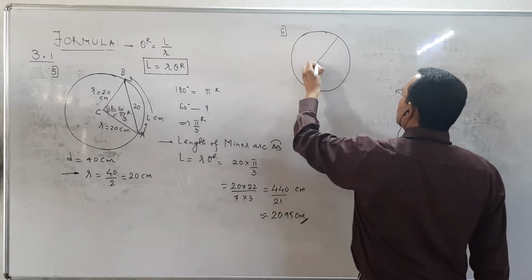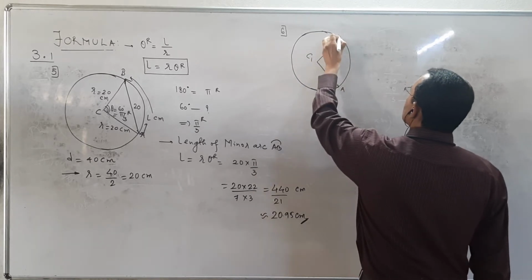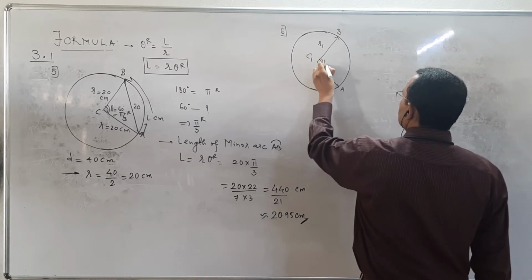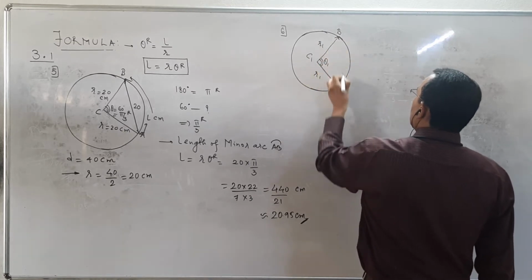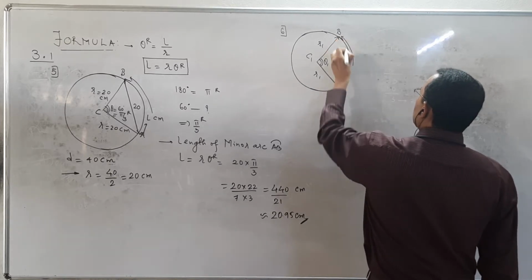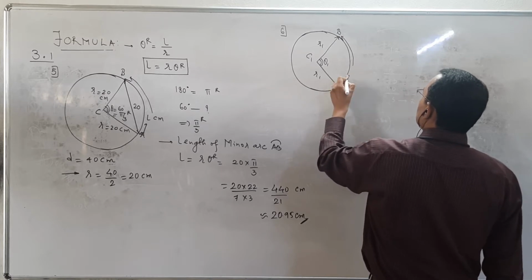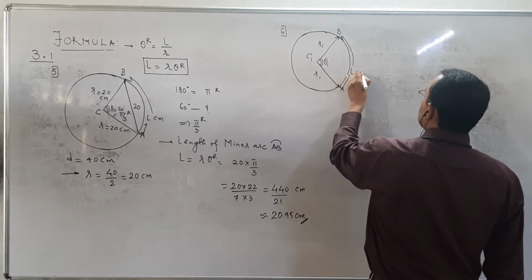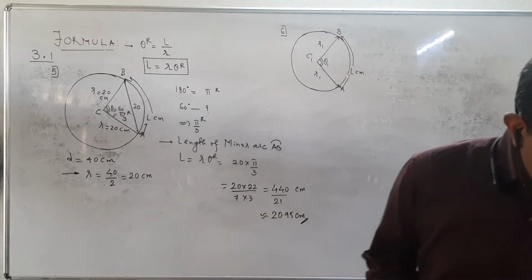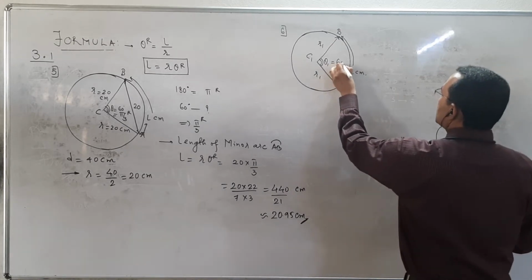Say the arc center is C1, the arc is AB, and the radius is R1, with angle theta 1. The length of the arc AB is L centimeter. Now what they have given is that the angle subtended at the center, theta 1, is 60 degree.